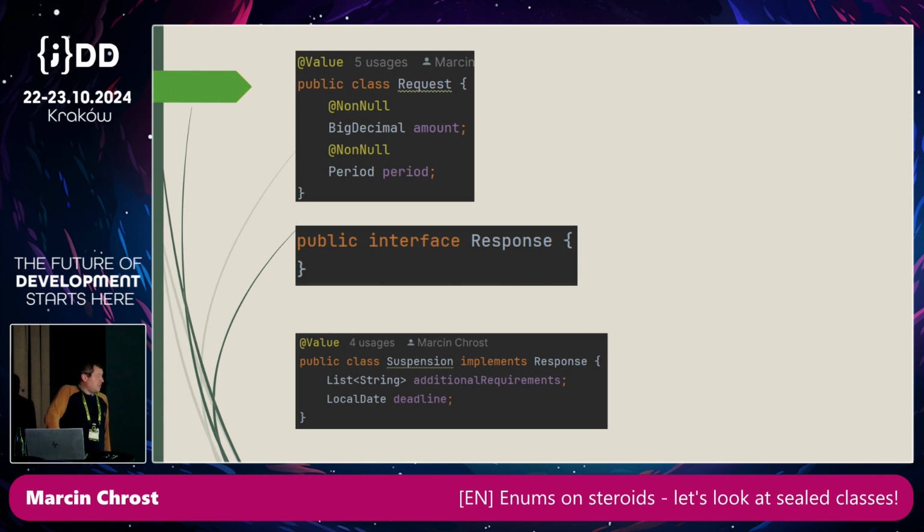On the other hand, we need to model the response. In this case, the response is modeled just with an interface, because the response as such does not have anything in common, except that it is a response. So definitely we do not need any fields here. We have three possible responses, so just for brevity, I only presented one of these three. It is the suspension, because, in my opinion, it's the most complicated one. It just implements this interface, and it includes this additional requirements field and the deadline.